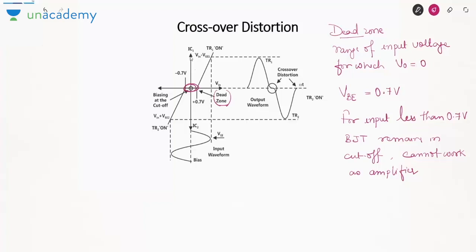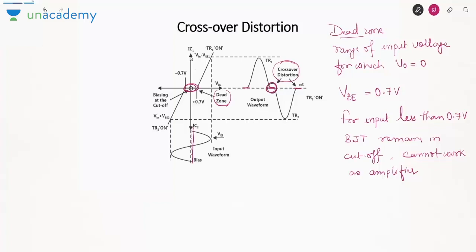That is, input signals less than 0.7 volt cannot be amplified, and that is why whenever input goes below 0.7, suppose this small voltage is 0.7, the output will become 0, and that will cause a flat band in the output, which will be called crossover distortion. That means whenever we are crossing the 0 voltage, there is some dead zone on both sides of the 0 voltage, in which the output will come as 0. So the output cannot be purely sinusoidal, and it is called crossover distortion.